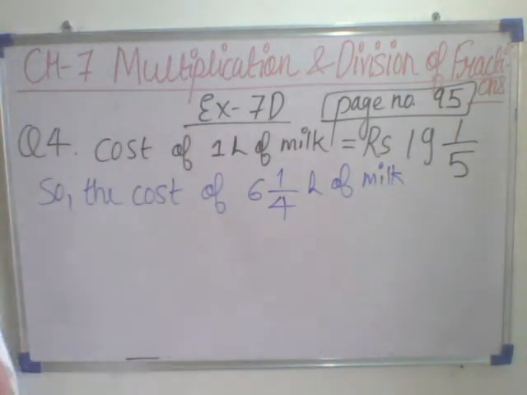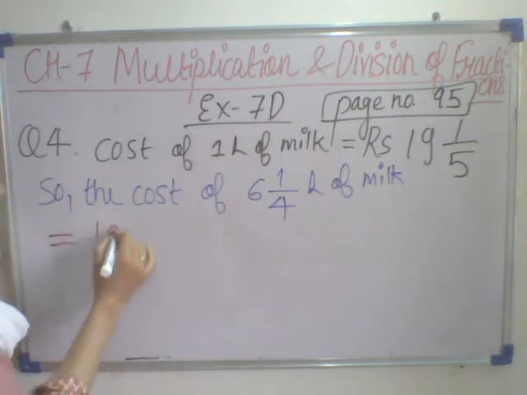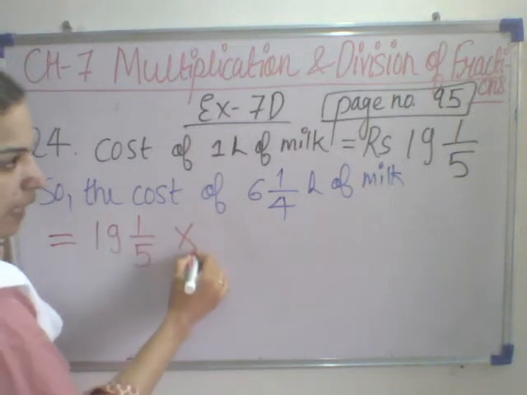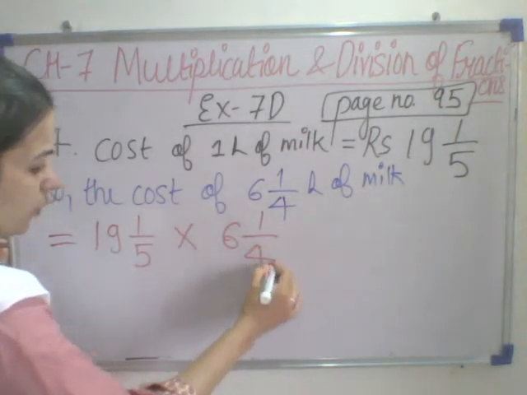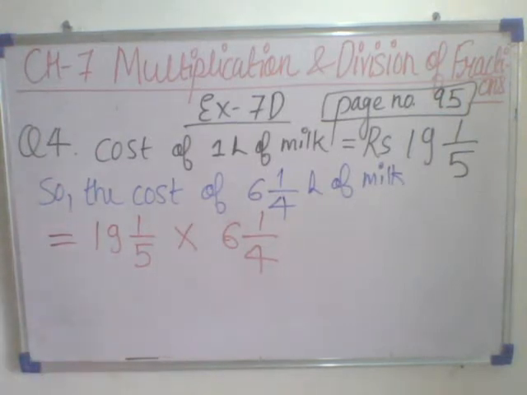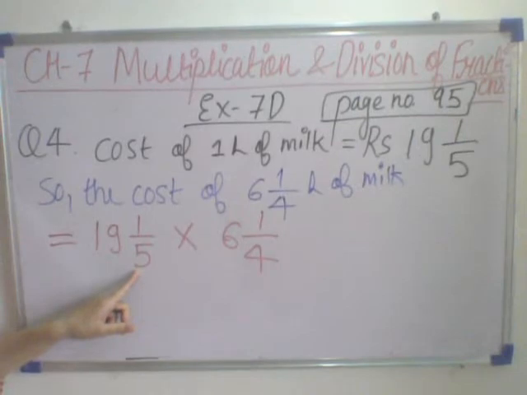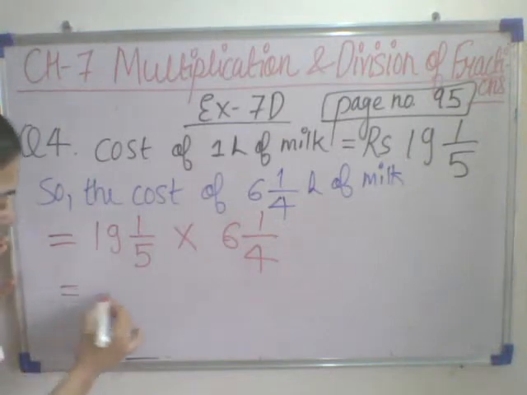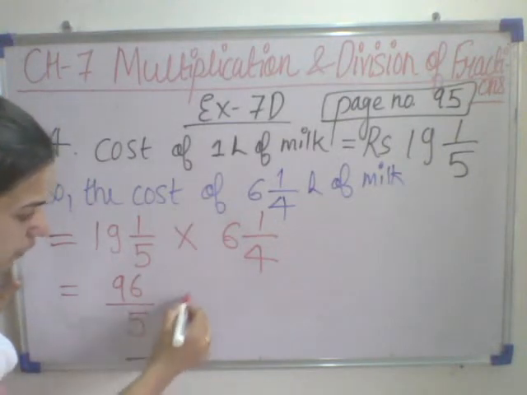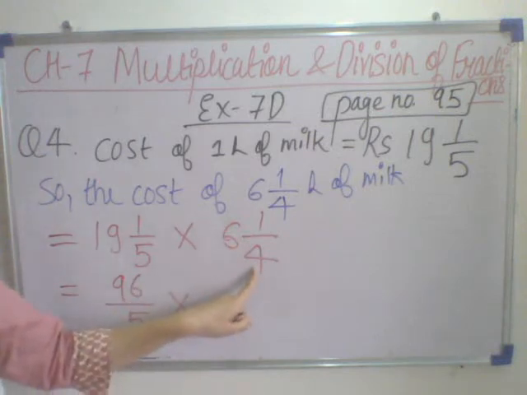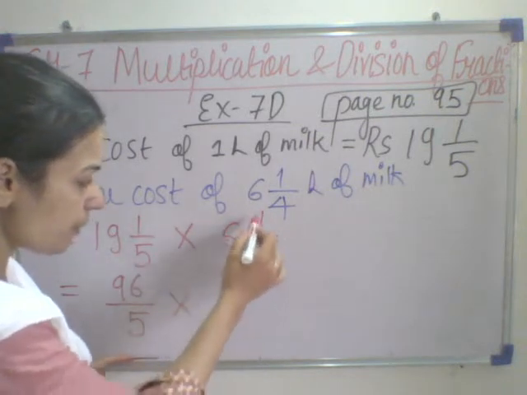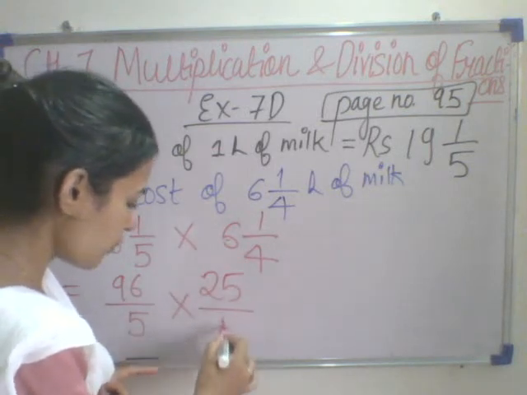So how will we find its cost? We will be multiplying these two fractions. Our first fraction is 19, 1 upon 5 multiplied by 6, 1/4. Now what you have to do is convert these mixed numbers into fractions. 19 multiplied by 5 equals 95, and 95 plus 1 is 96 upon 5, multiplied by 6 4s are 24, and 24 plus 1 is 25 upon 4.